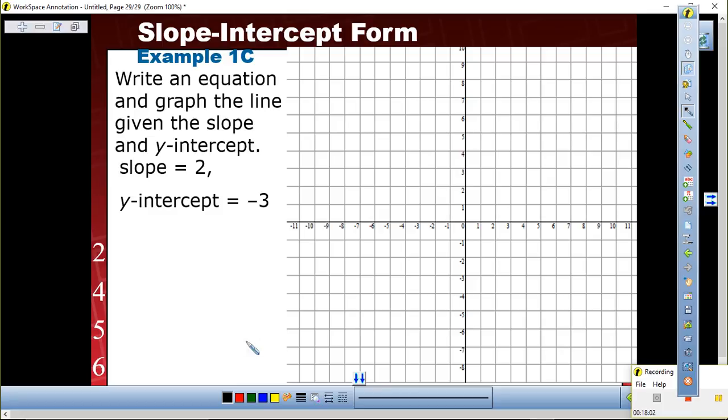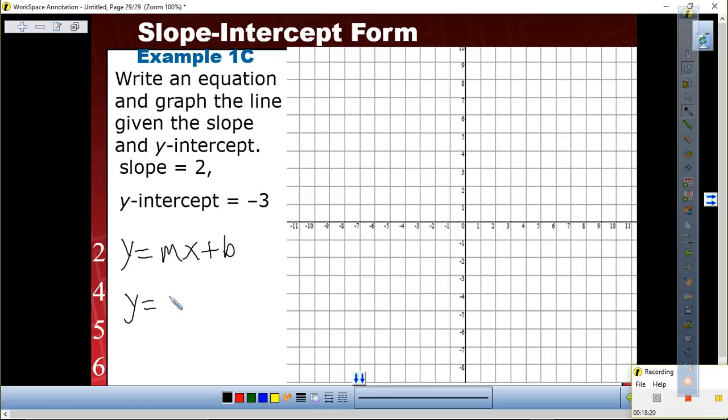All right? Tell me what to write, Cesar. First thing. Y equals mx plus b. Thank you. So what is our equation for this one? Danae, y equals what? 2x minus 3. That is almost correct. What is she missing? If we're graphing, what is she missing? 2 over 1. Oh, thank you, Danae. That is correct.